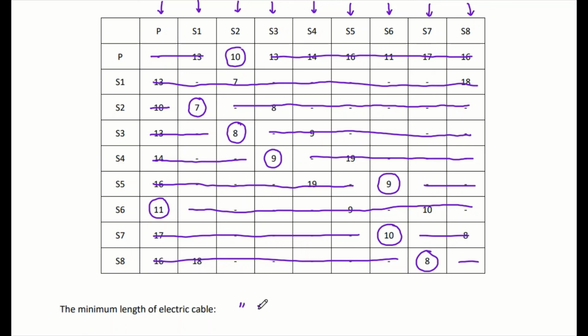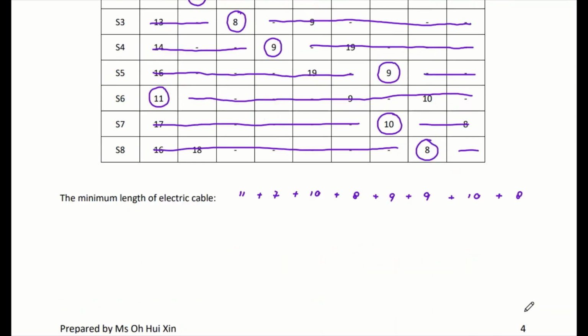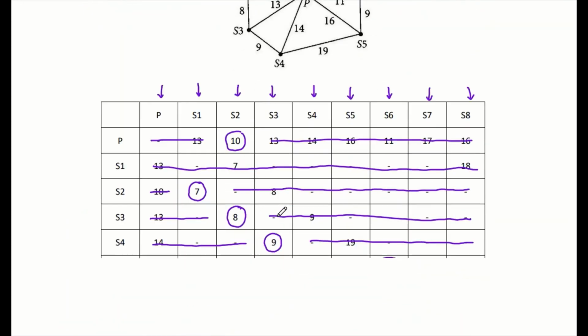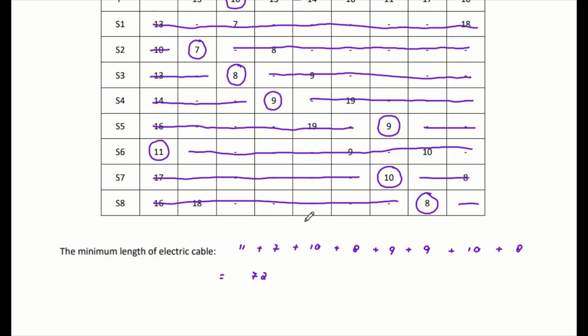So 11, 18, 28, 36, 45, 54, 64, yeah, 72. Okay, so this is correct as well based on our previous answer. 72, and this is in kilometers. All right, so that's the answer here.